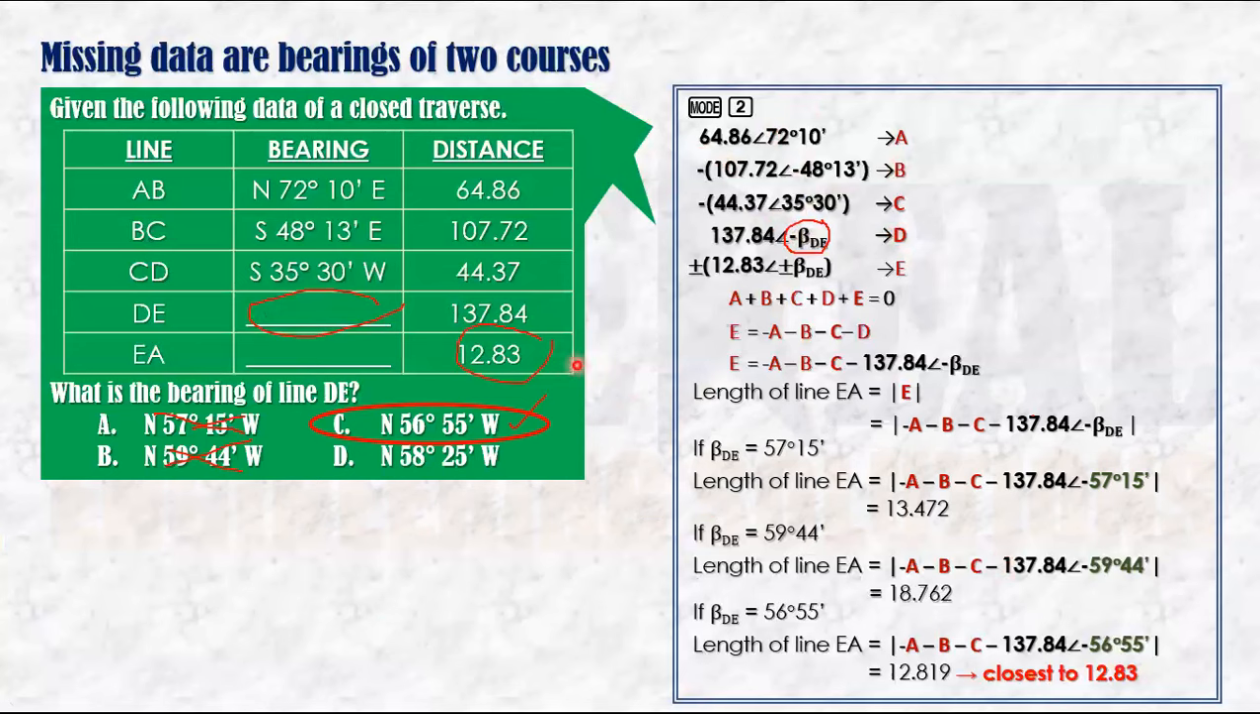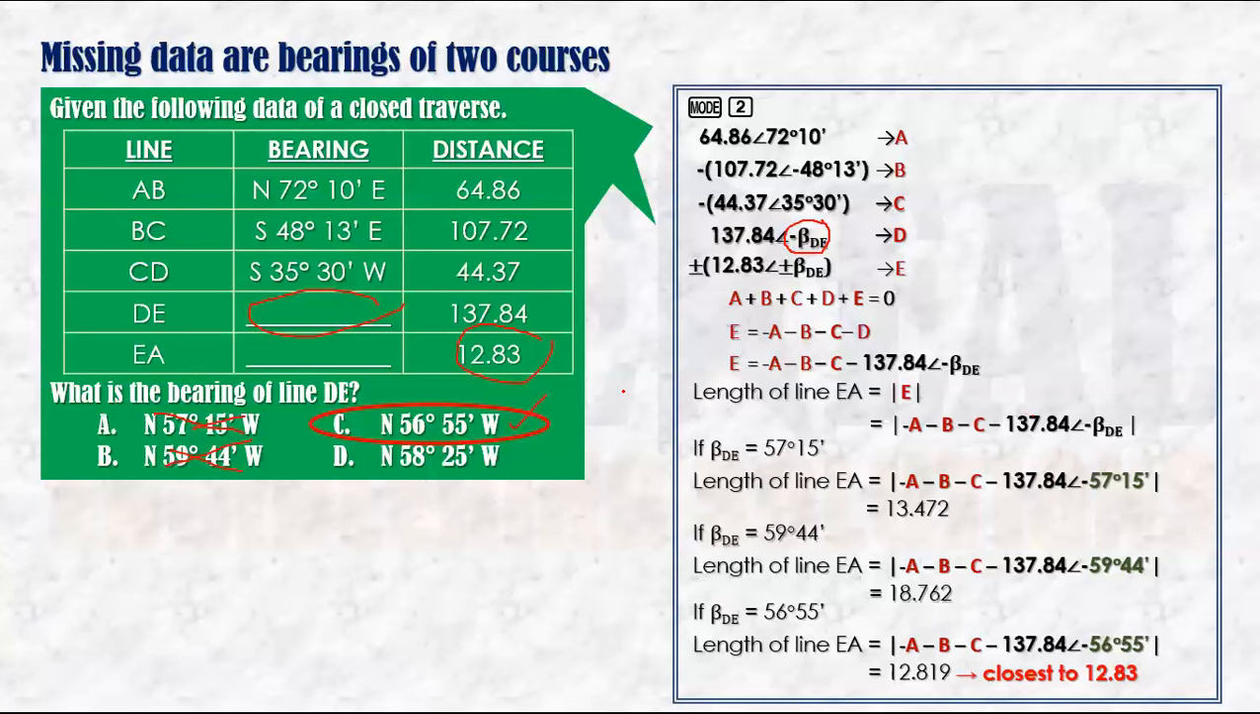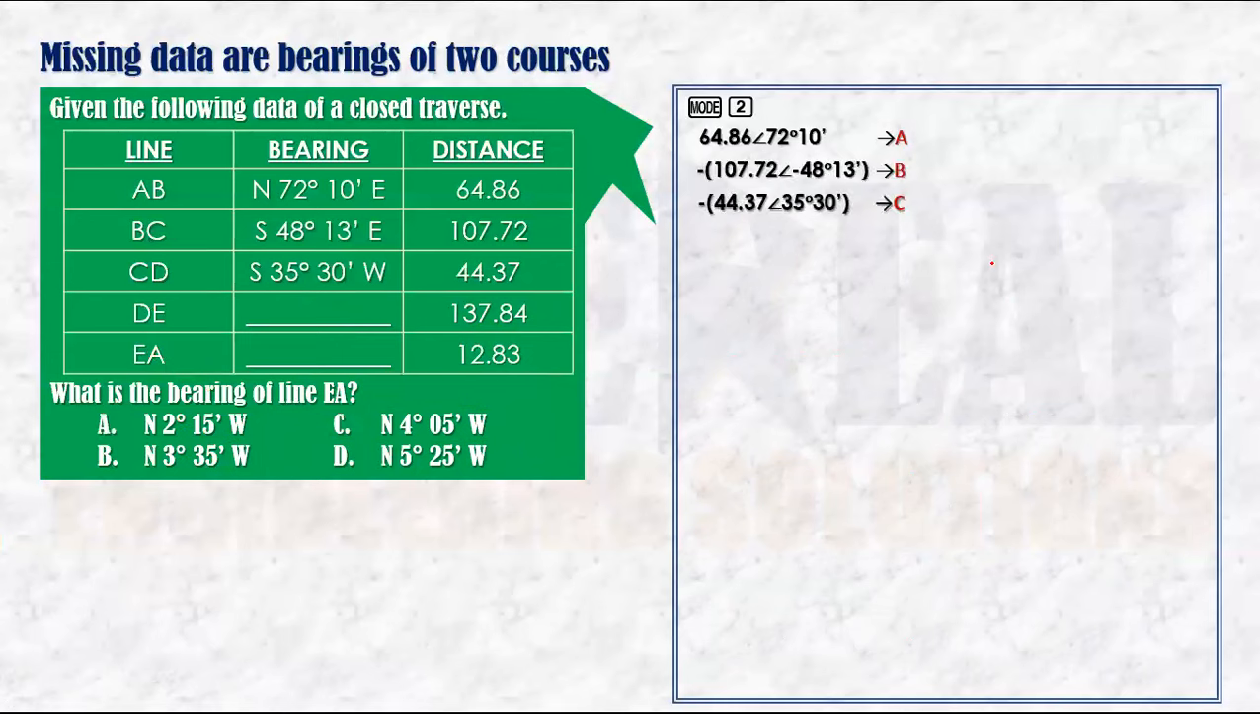Now, what if baliktad naman? What if the unknown is EA. Kanina, DA yung unknown, ngayon EA naman. So these are the choices. So what shall we do? Do the same, like store yung mga knowns, A, B, B, C, C, D sa complex sa calculator. And these are the possible complex representatives of lines DE and EA.